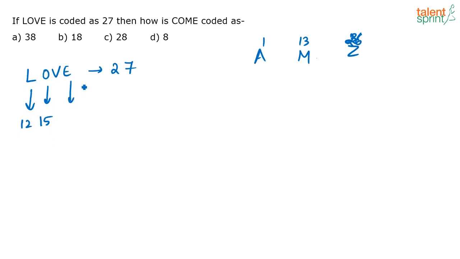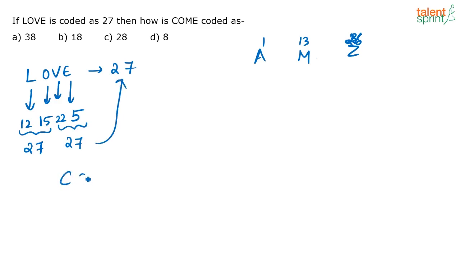Now, take position of E. Position of E you know is 5, correct? A, B, C, D and E. So, position of E is 5. Similarly, what will be the position of V? See, Z is 26. So, just backtrace, V has to be 22. Now, what you see here is that 12 plus 15 is what? 12 plus 15 is 27. Similarly, 22 plus 5 is also equal to 27. And that is the code that they have used here.